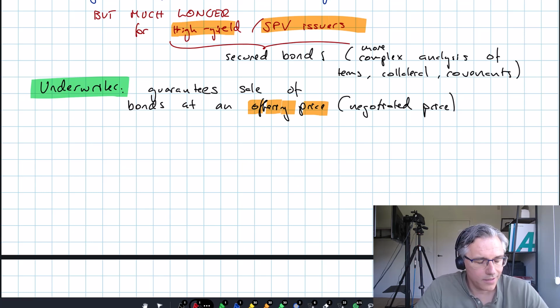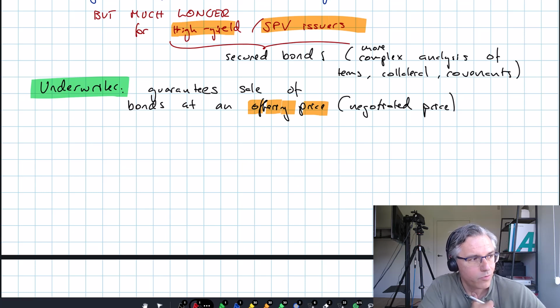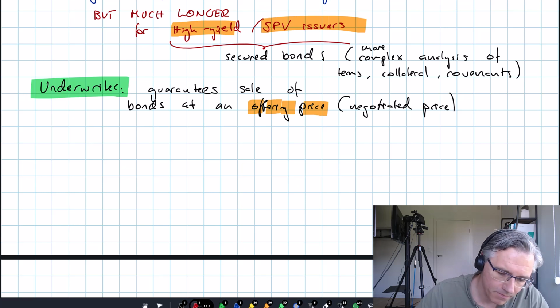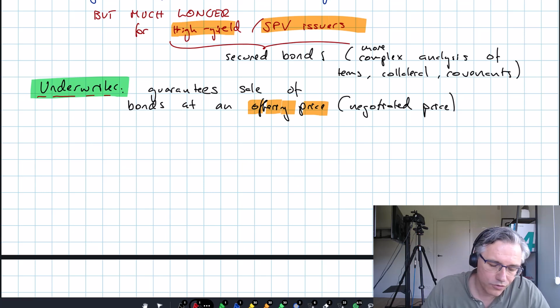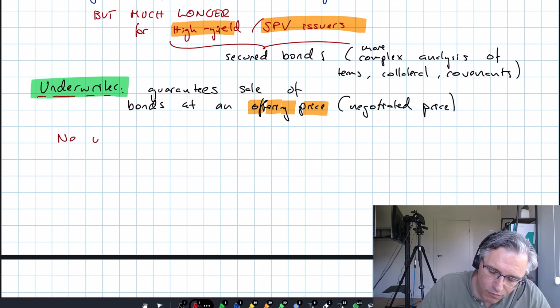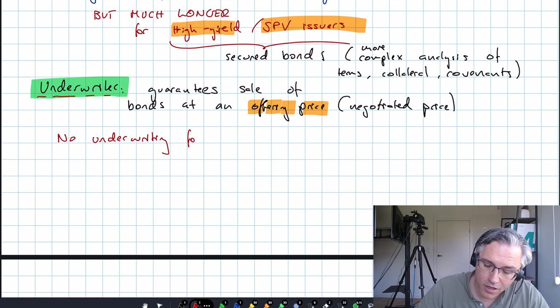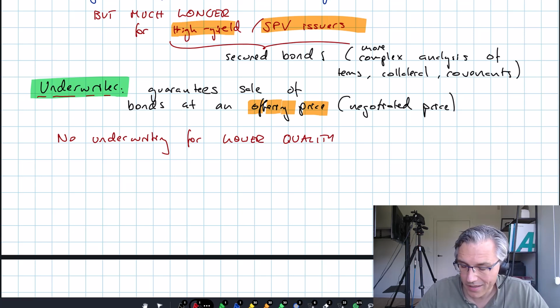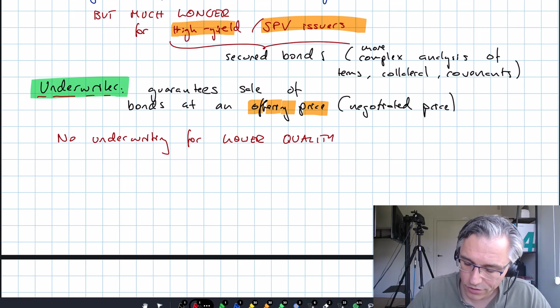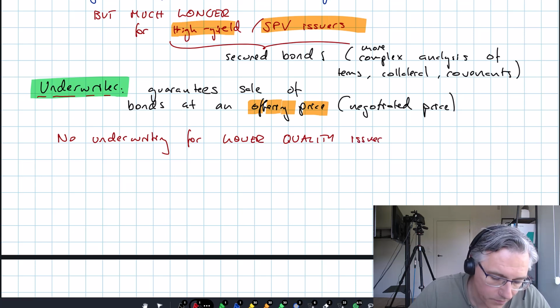Well, typically then I will have to buy any unsold bonds myself and deal with the consequences, which is not a thing you want as a bank. However, whilst underwriting is going to be quite common for good quality, high quality issues, you'll typically have no underwriting agreement signed for lower quality issuers. Banks will not necessarily want to make any guarantees concerning the success of an issue for lower quality issuers.